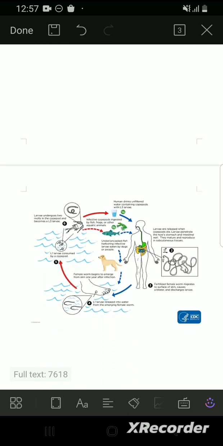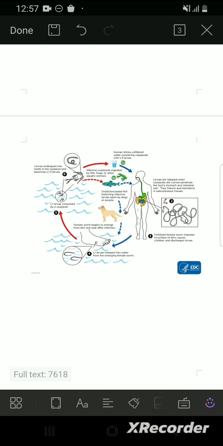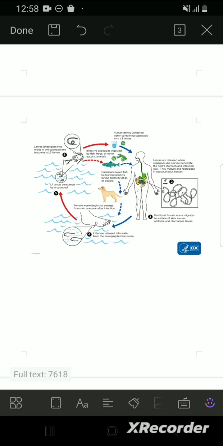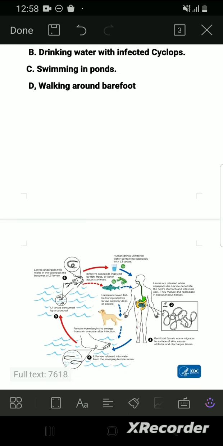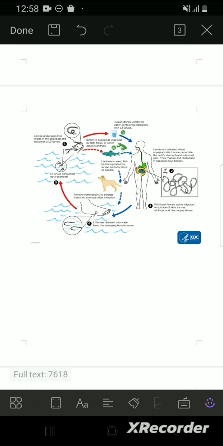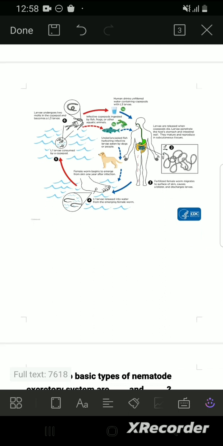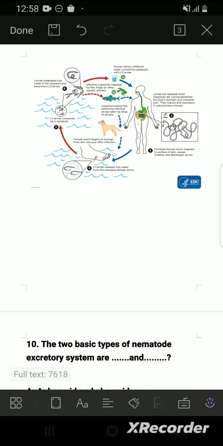So this is the life cycle of Dracunculus medinensis. If you look through it, you see that the infective stage is when the human drinks unfiltered water containing cyclops with L3 larvae. So the infective stage of dracunculiasis is the L3 stage. You should note that it does come out in most university or tertiary exams. Any exam you are preparing for, you should note that the infective stage of Dracunculus medinensis is the L3 larva stage, by drinking water that contains cyclops.